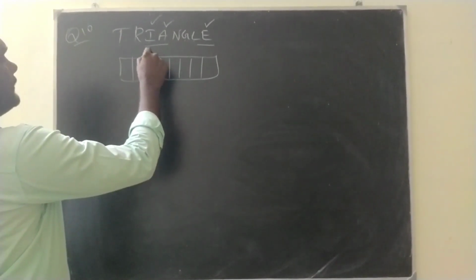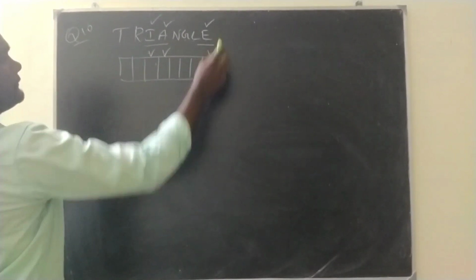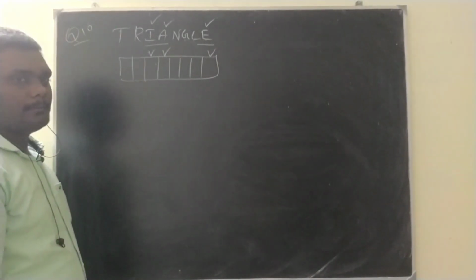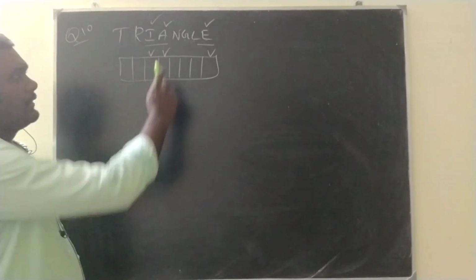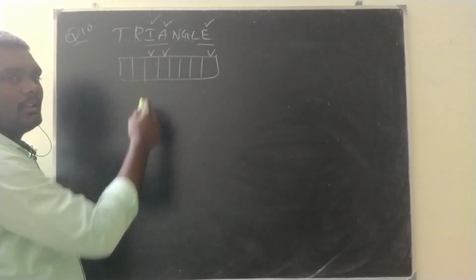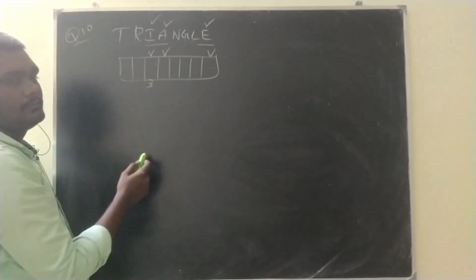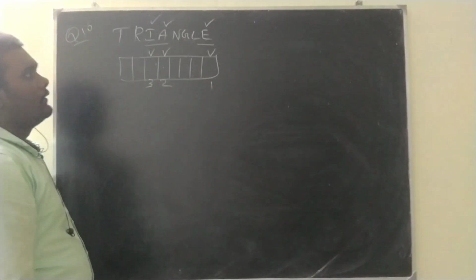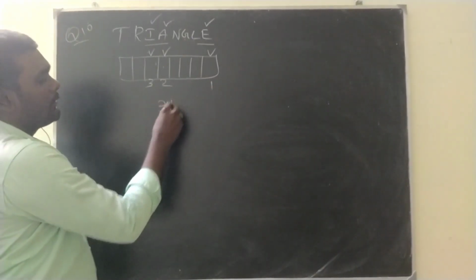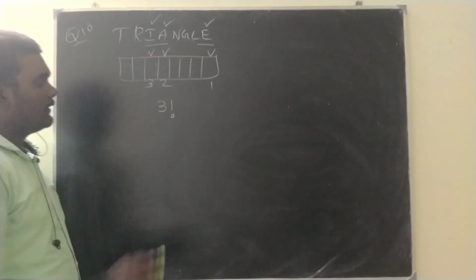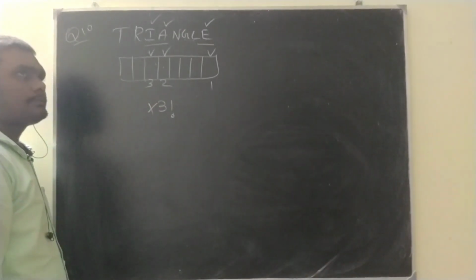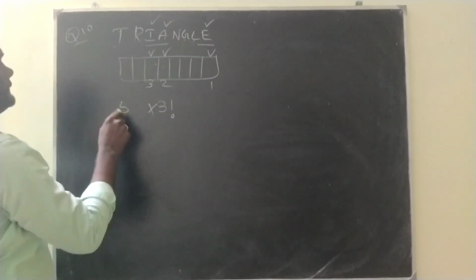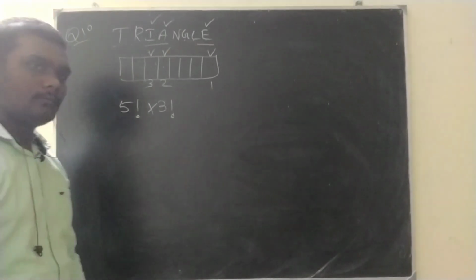In this box, a vowel should come. How many chances does this box have? Totally how many vowels? Any one of the vowels can be filled here, right? 3. So the vowels can be arranged in 3 factorial ways. Into the consonants, 5 factorial. 1, 2, 3, 4, 5. That is all.